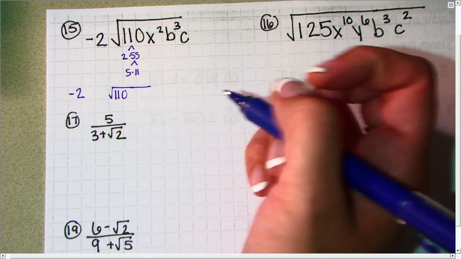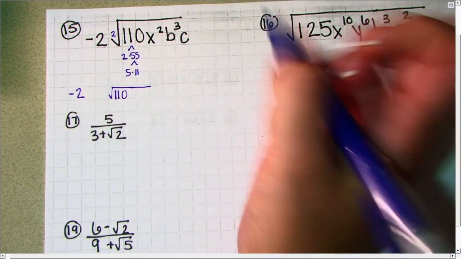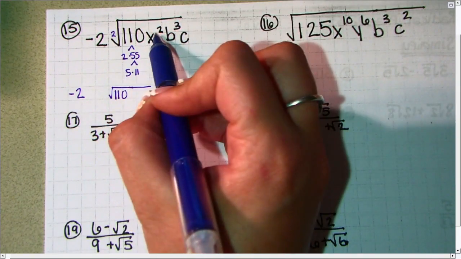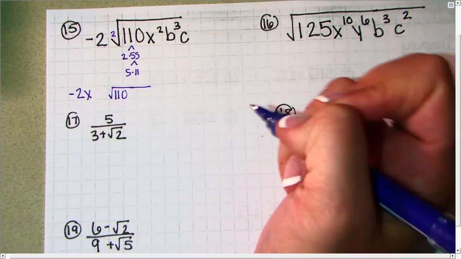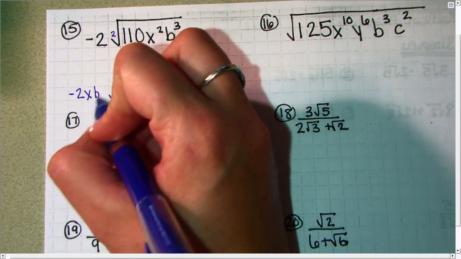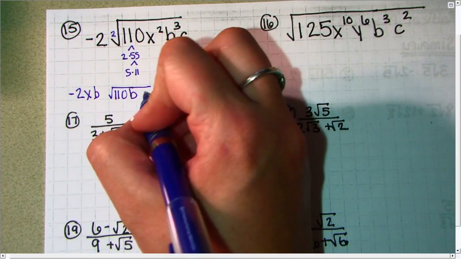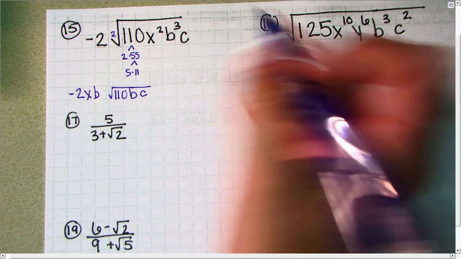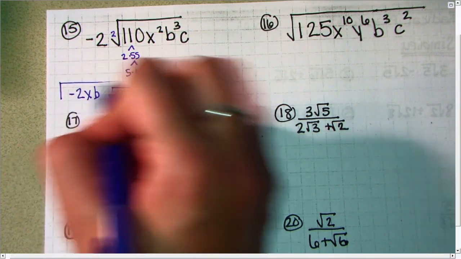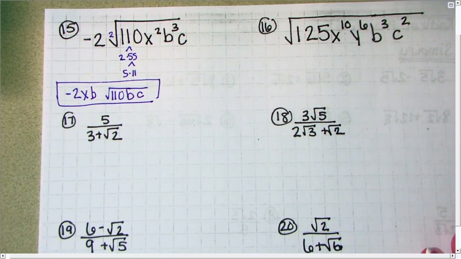We're really just going to focus on the x's here. So index is 2. How many times does 2 go into 2? 1 time with a remainder of 0. How many times does 2 go into 3? 1 time with a remainder of 1. 2 into 1 doesn't go, so that is your answer. Nothing too complicated. We just can't simplify 110. Totally fine. All right, 125.